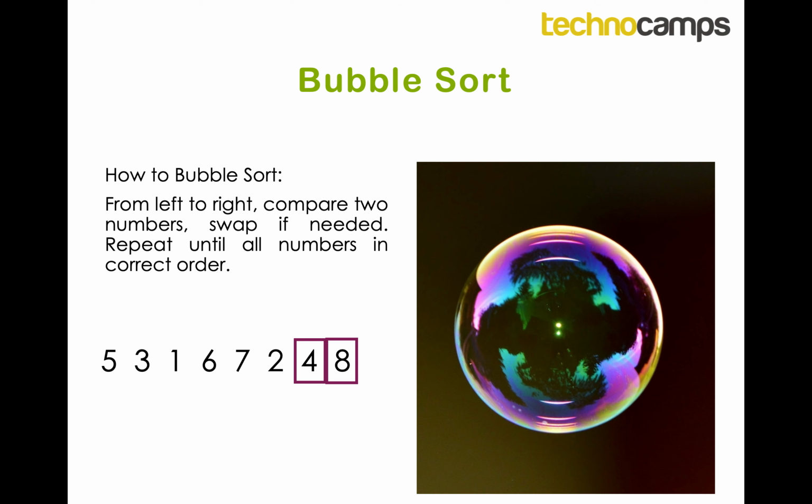Now at the end of this one pass or one iteration of comparisons of numbers, we have got 8 bubbling up to the top of the list and being in its rightful place. So we know at the end of the first pass, the largest number is in its right position. So we've got 8 in the right position. We keep doing this until all the numbers are in the right order.